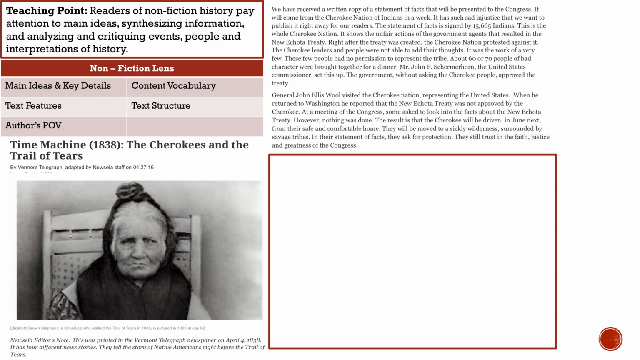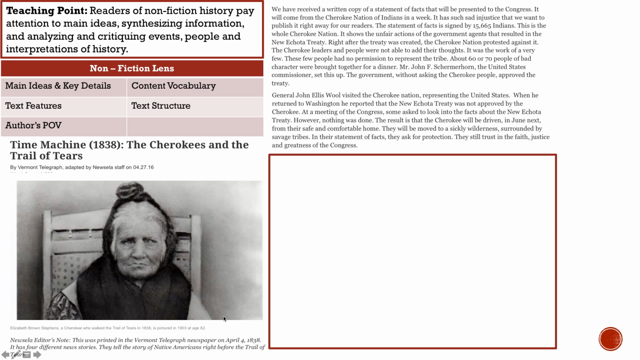And this photo they included is kind of interesting. It says in the caption, Elizabeth Brown Stevens, a Cherokee who walked the Trail of Tears in 1838, is pictured in 1903 at the age of 82. So it seems like this is a picture of somebody who was there at the time. But she was obviously much younger because this picture was taken in 1903. So she must have survived.